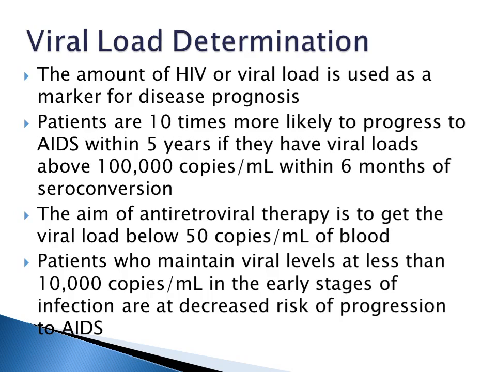So the aim of antiretroviral therapy is to get the viral load below 50 copies per mil of blood. Patients who maintain viral levels at less than 10,000 copies per mil in the early stages of infection are at decreased risk of progressing to AIDS.